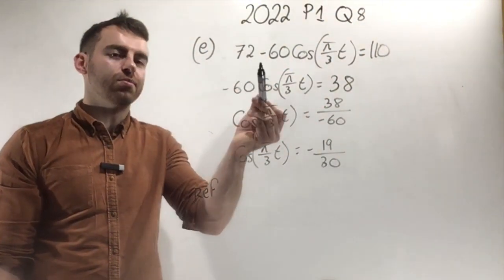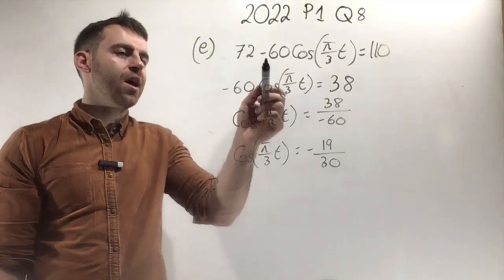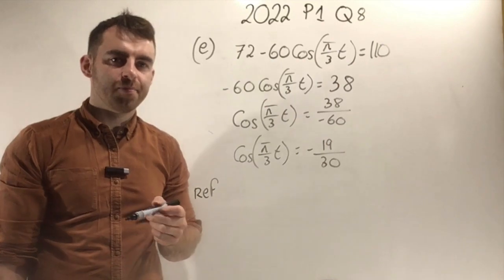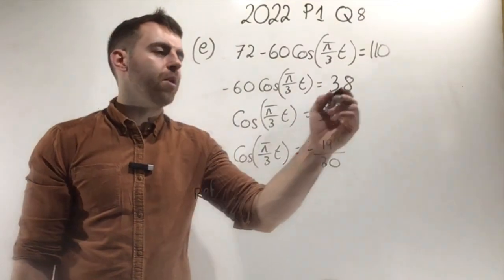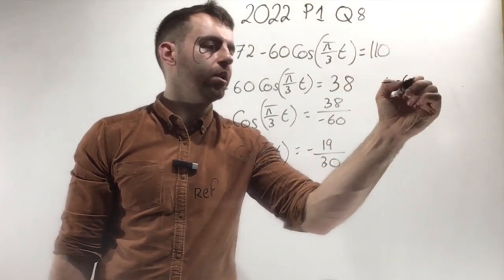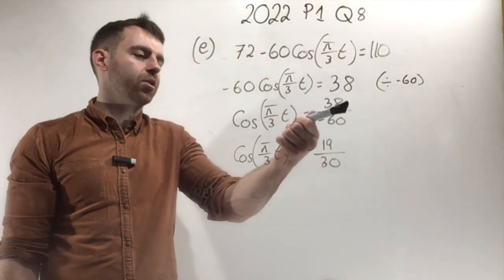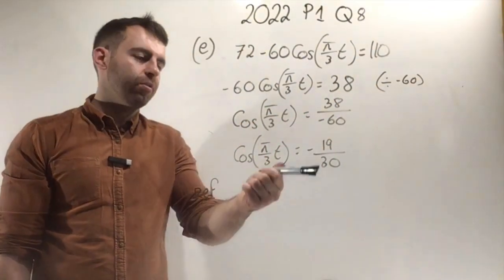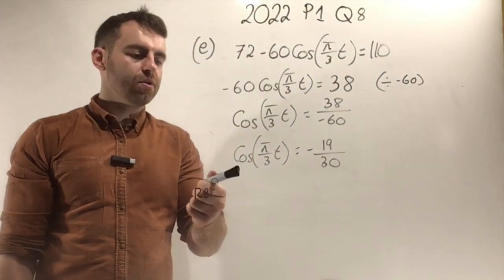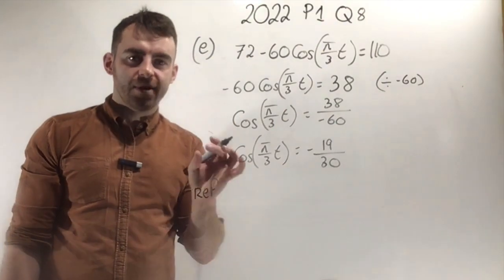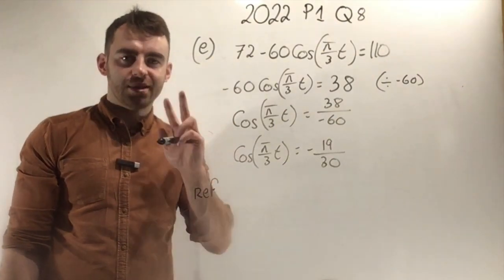So the first thing I did was subtract 72 from both sides, and the 72 is gone from the left. 110 minus 72 is 38. Then I divided both sides by minus 60, because I want to get the cos, the trigonometry, on its own. So the right-hand side becomes 38 over minus 60, which simplifies to minus 19 over 30. So the cos of the angle is equal to minus 19 over 30. And there are an infinite number of answers. We want the second one.